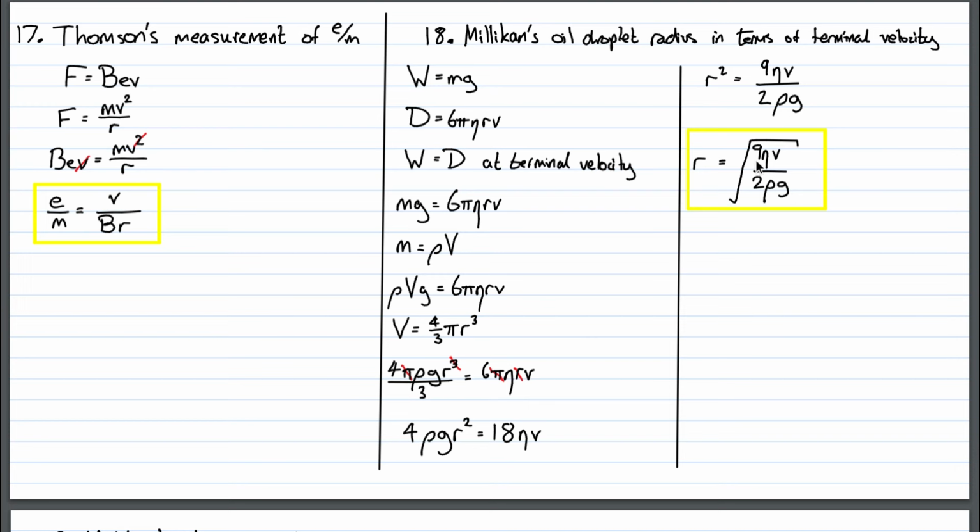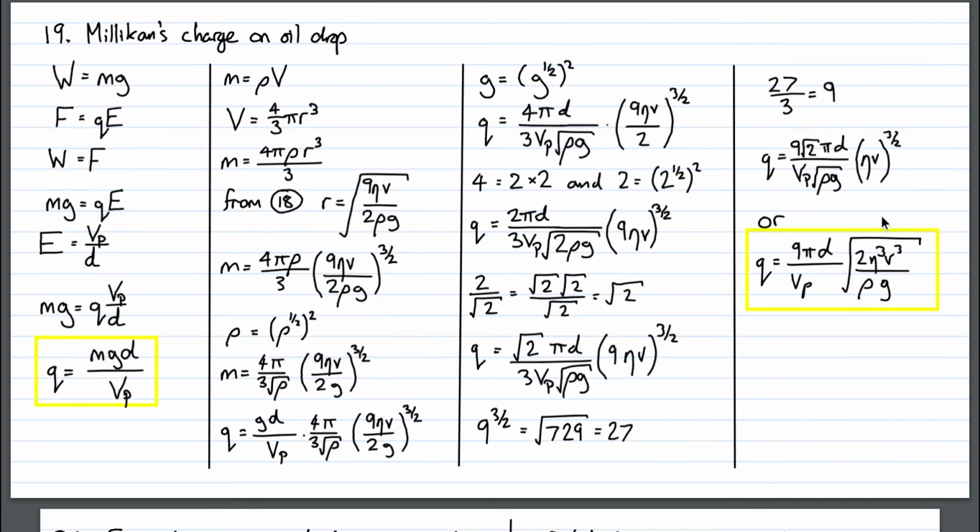If we know the viscosity of the air, that's eta, the terminal velocity of the oil droplet, that's v, the density of oil, that's rho, and the gravitational field strength on Earth, that's g, we can calculate the radius of the oil droplet, r. And of course you can measure viscosity of air easily enough in the lab. You can measure the density of oil easily enough in a lab. You can measure the gravitational field strength easily enough in a lab. You can use a microscope with a scale on it to measure the terminal velocity of an oil droplet v. So that's all measurable.